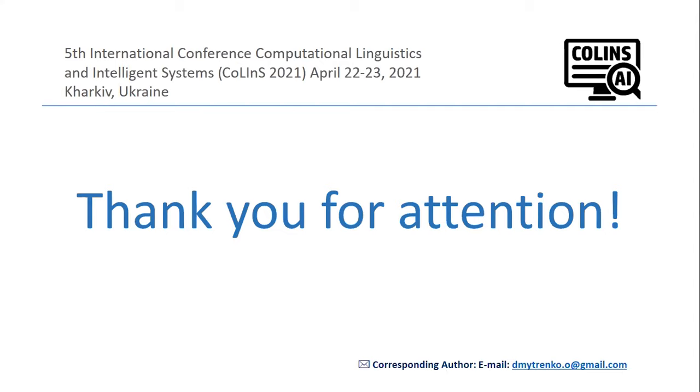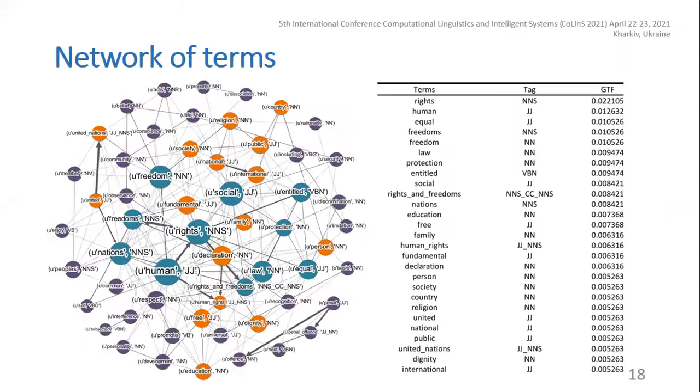Tell me, please, how many texts, or what was the volume of words used for building your network of terms of the legal sphere? In this case, for the network of terms presented on the previous slide, only one document was used. It's quite a short document named Universal Declaration of Human Rights, but the proposed methodology was also tested on other documents. For example, the Convention on the Rights of the Child, the International Covenant on Civil and Political Rights, and the International Covenant on Economic, Social and Cultural Rights.